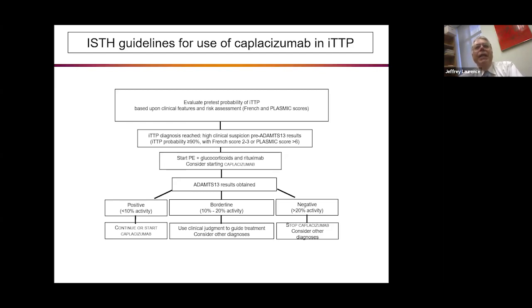If the borderline activity is between 10 and 20%, consider that this still could be TTP. Gail Rock, the original discoverer of plasma exchange as the standard of care in TTP, says that she has many cases that are borderline. And if it's negative, stop all those drugs and consider that you need other diagnostic aids.